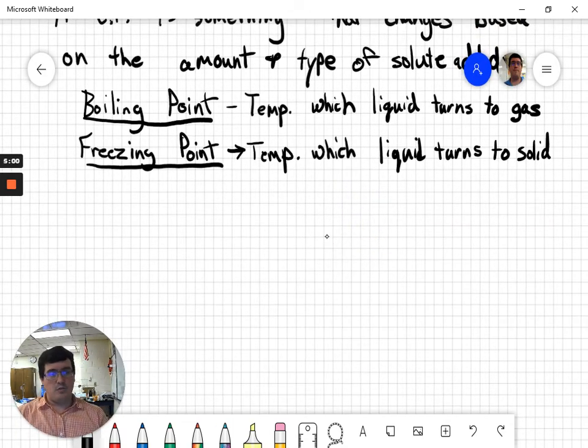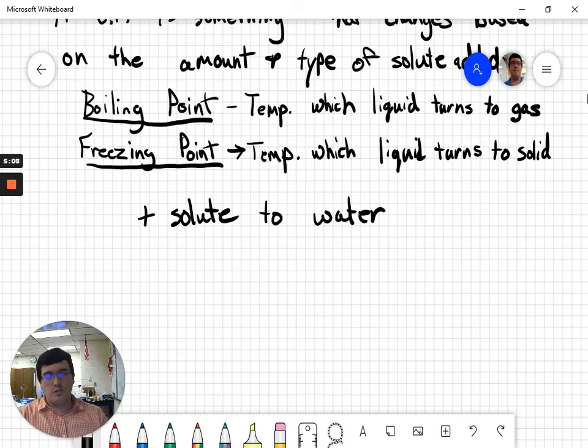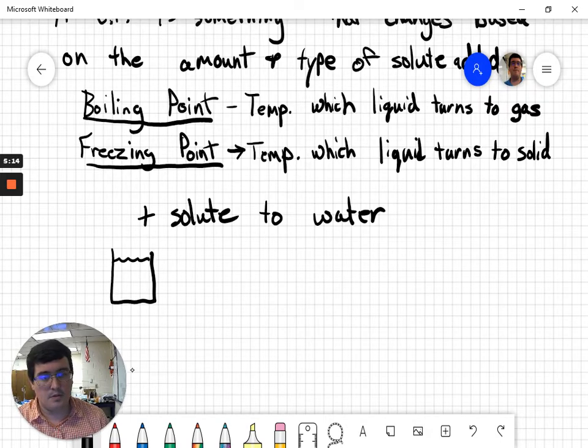If I add a solute to water, what's going to happen, right, is we have pure water, like this. Ooh, I'm moving my picture. Pure water, pure H2O, and I add something like sodium chloride.